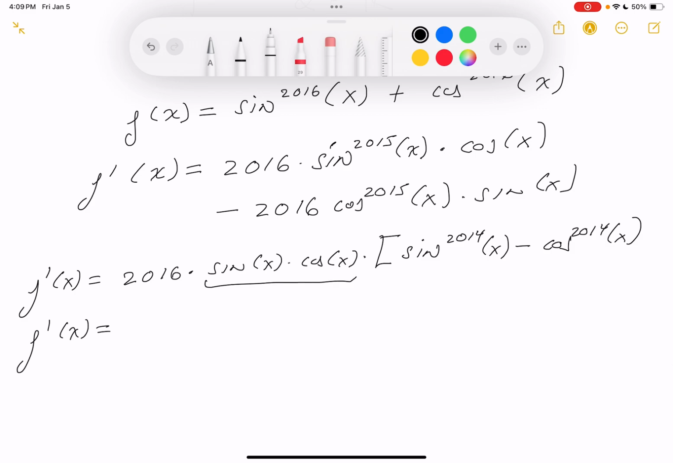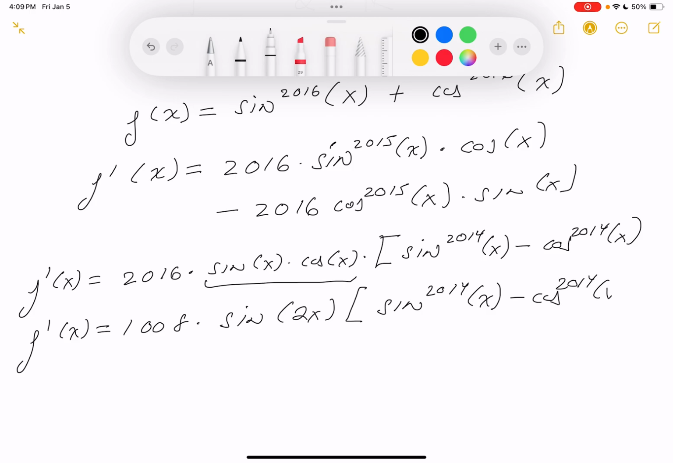I'm starting to notice this thing here is related to a double angle formula. And not that you have to do that, but I'll write this down. So I'm going to borrow a 2 from the 2016, which would give you 1008. And this would be a sine of a double angle now, and that's 2x. And what do you get over here? You get the sine of 2014x minus the cosine 2014 of x. All right?